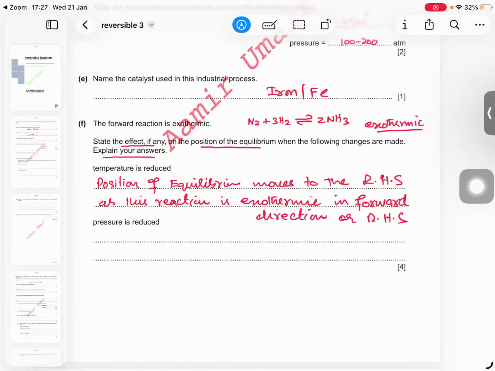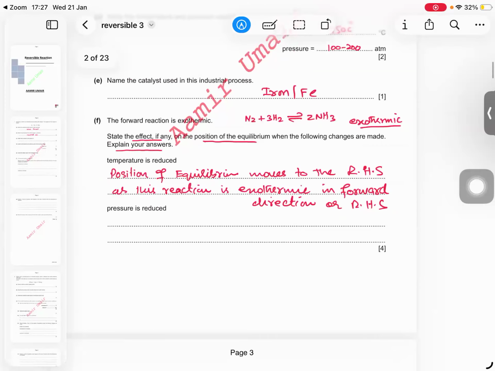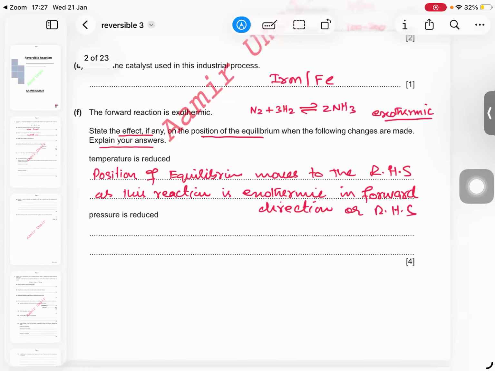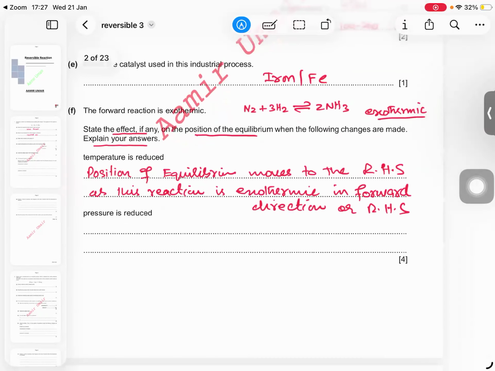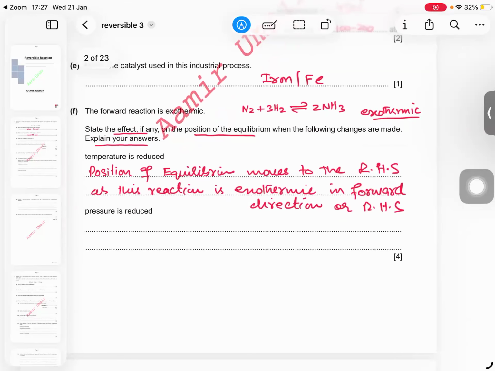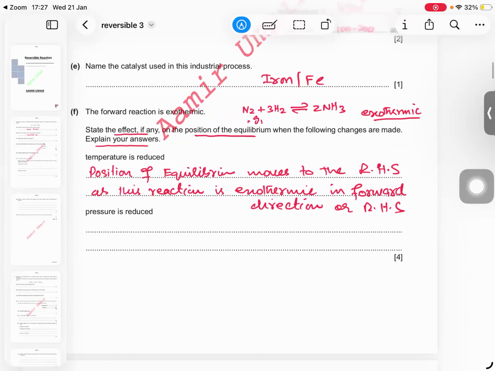What about pressure? If the pressure is reduced. For the pressure, you have to look at what? Number of moles of gases. If you increase the pressure, equilibrium goes to the side with fewer moles. Now pressure is reduced, so we'll go to the side with more moles. So which side? More moles are on the left hand side.